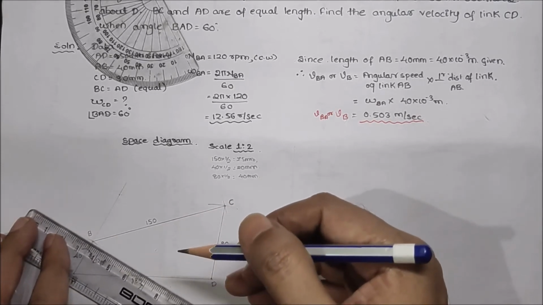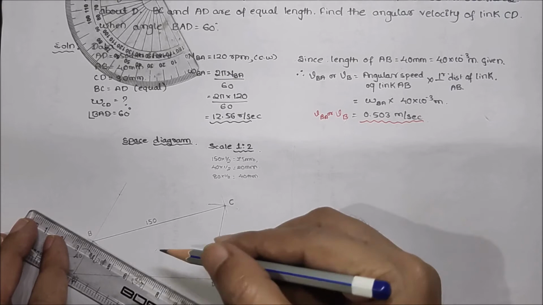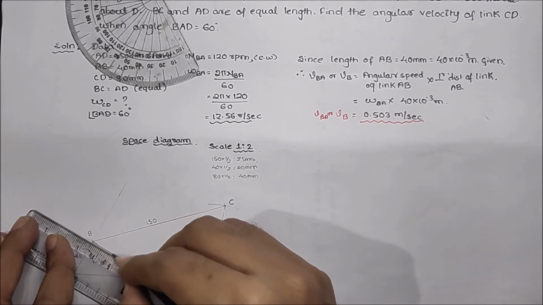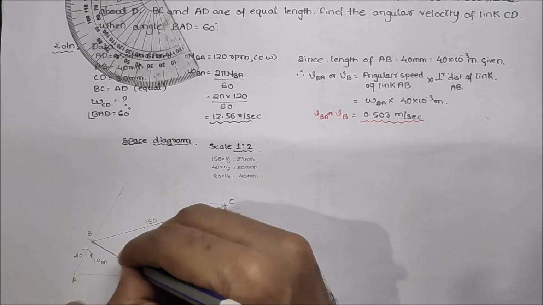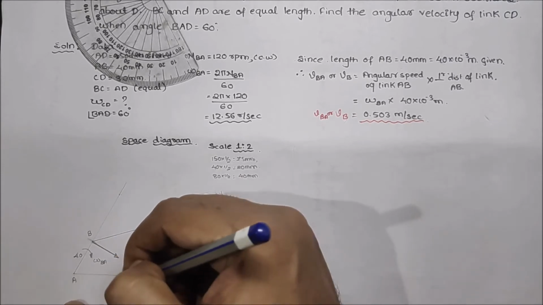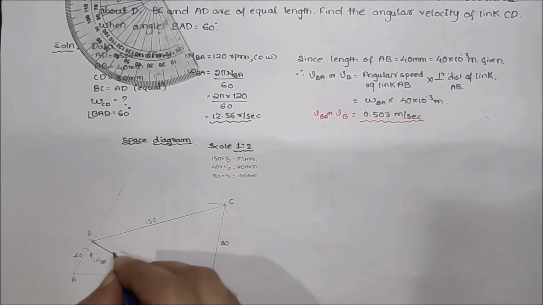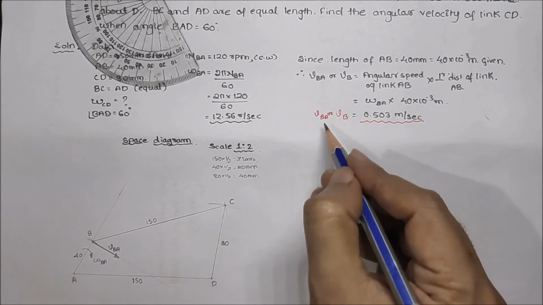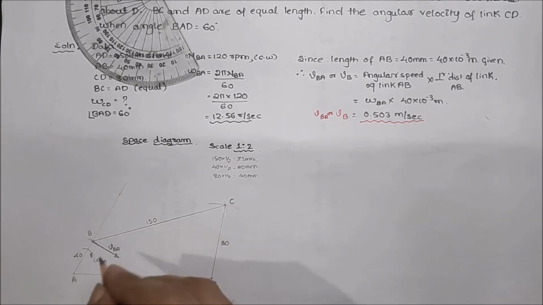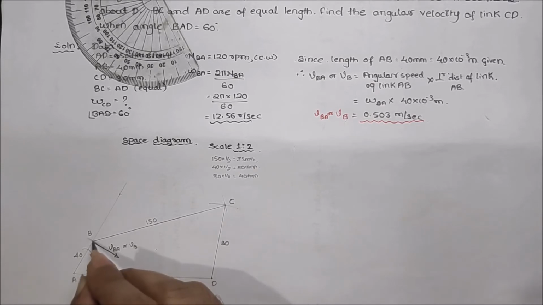Okay, but do show only till little part. This is our velocity of B with respect to A. This is velocity of B with respect to A, or it is velocity of B point.